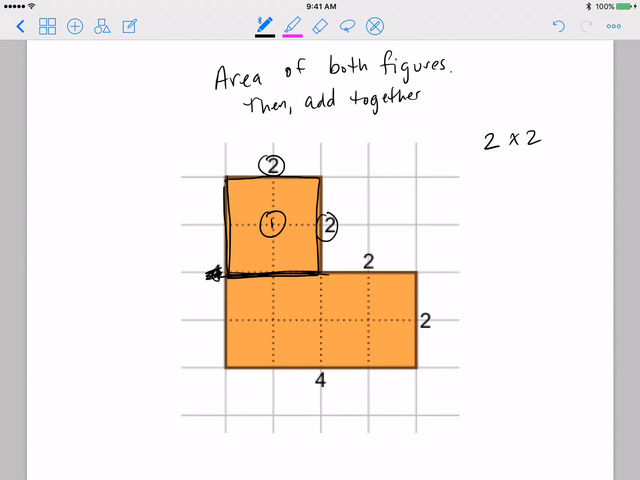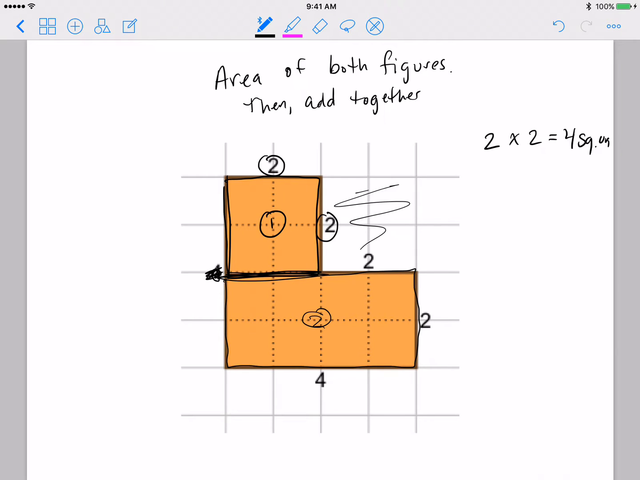Don't do 4 times 2, because if we did 4 times 2, we wouldn't be accounting for this space, or 4 times 4. Can't do that either right now, because we would have an error in our number of tiles. So for this one, we want to do 2 times 2, and we know that 2 times 2 is equal to 4 square units. And then we're going to find the area of rectangle 2 down here.